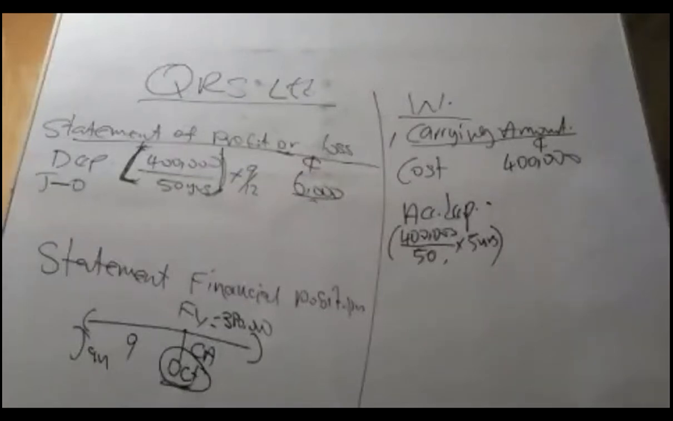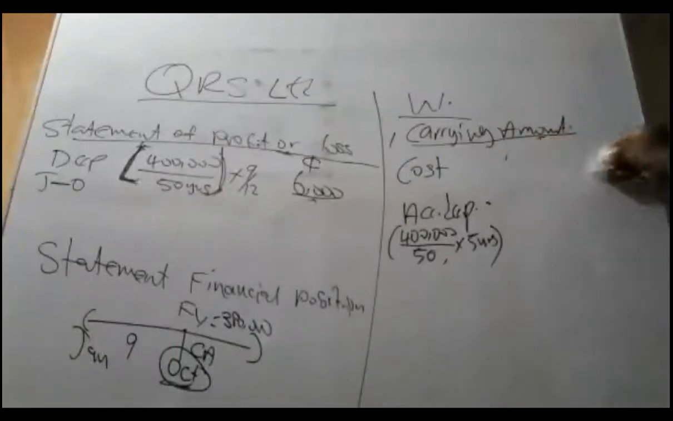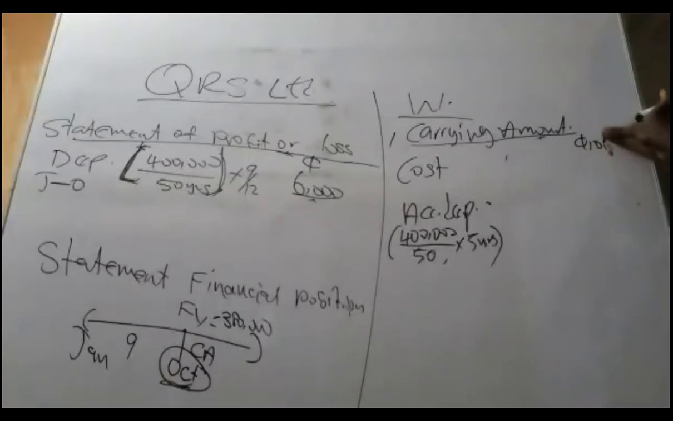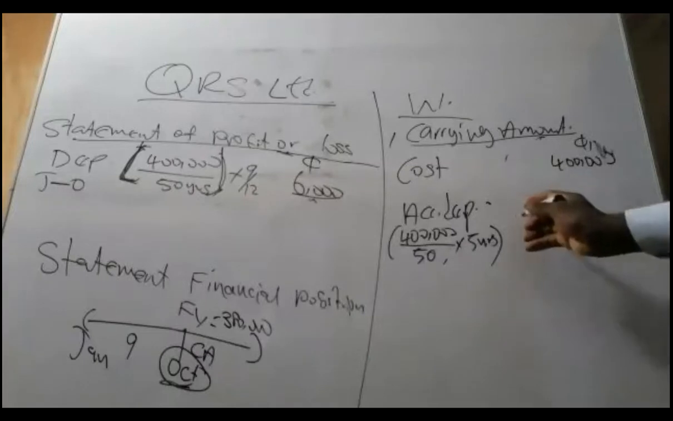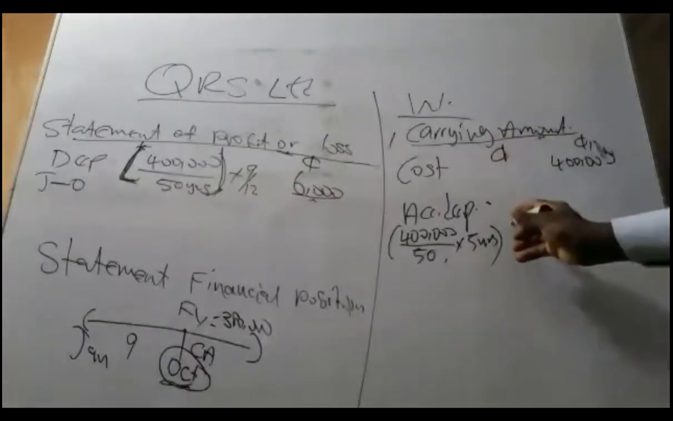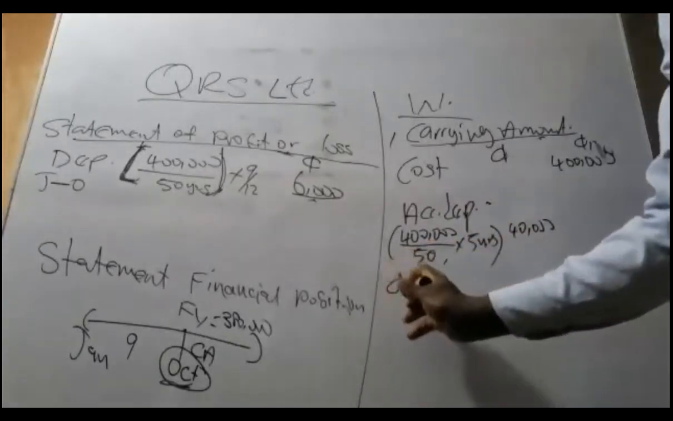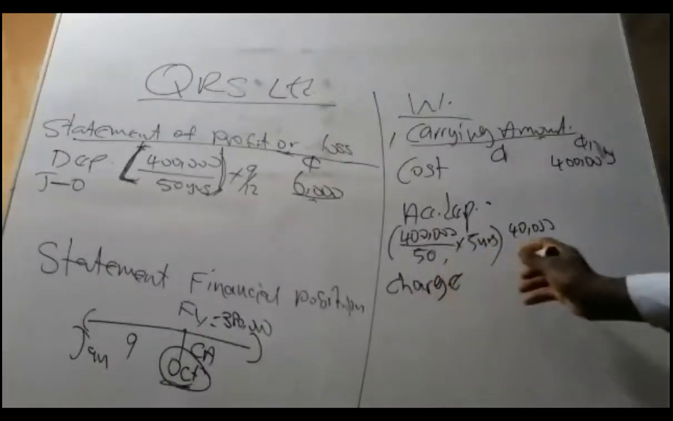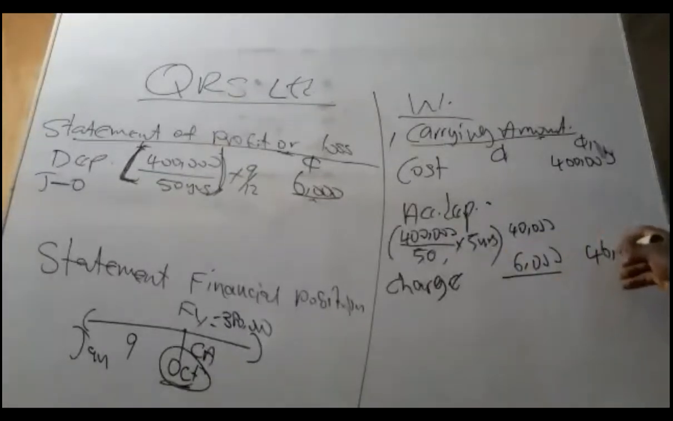Let me shift this one to the other end so that we can get space to do our presentation. So the cost is still 400,000. So this one will give us 40,000. Then depreciation charge for the year. We had 6,000. In all, we get 46,000 as the accumulated depreciation.